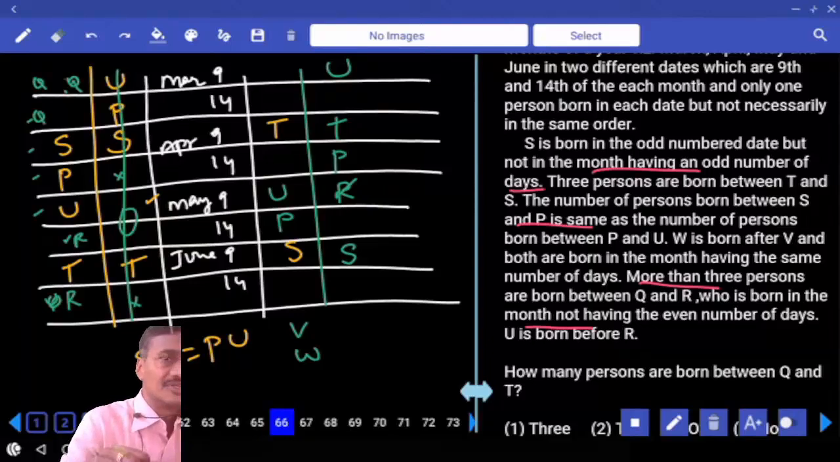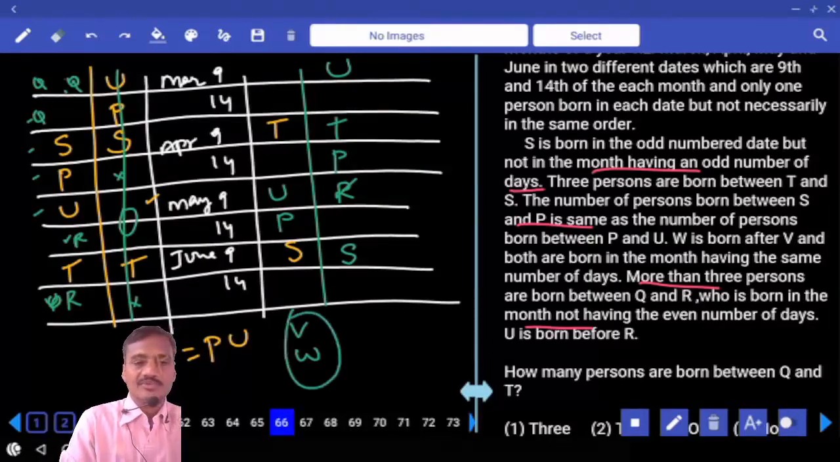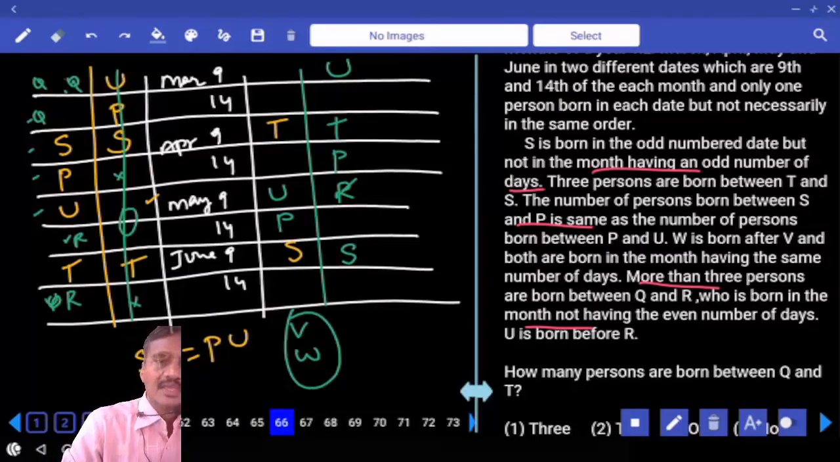There are different possibilities. Next, coming to V and W, whatever the information regarding V and W, both must be born in a month having an even number of days. Hence V is before W. As V is before W, where should V and W be?